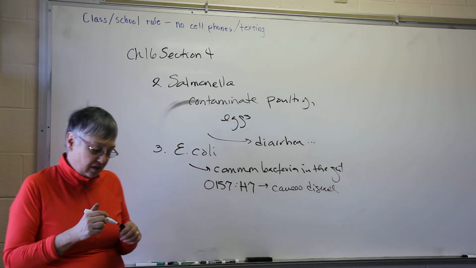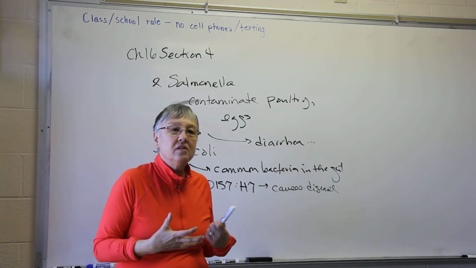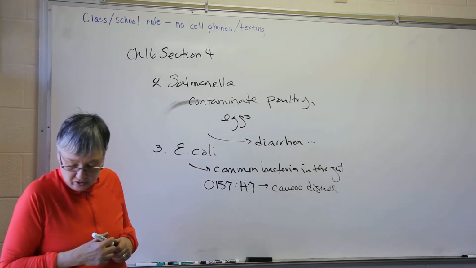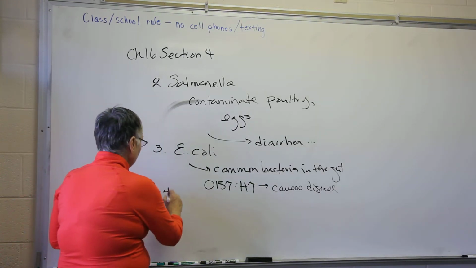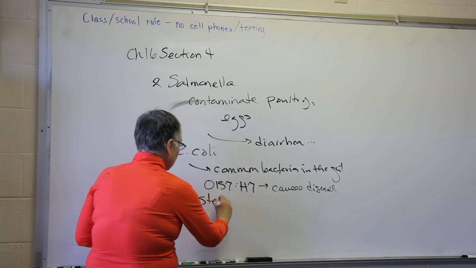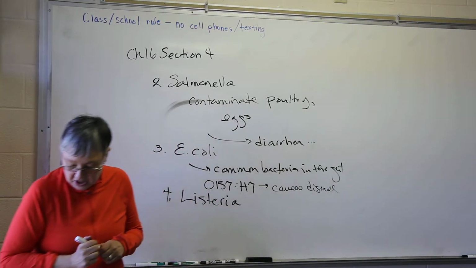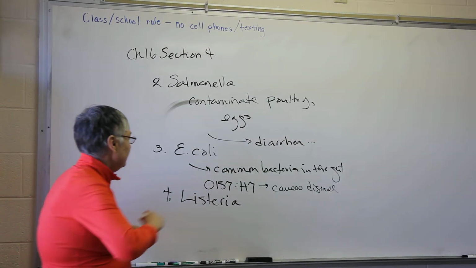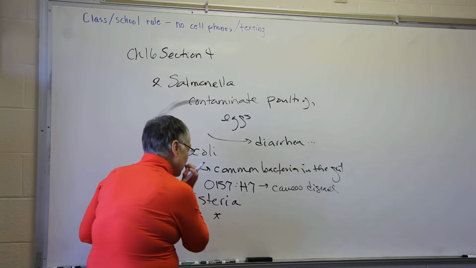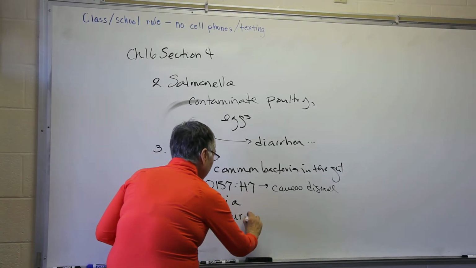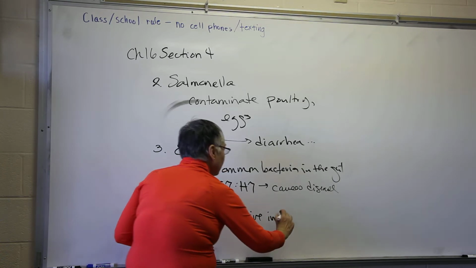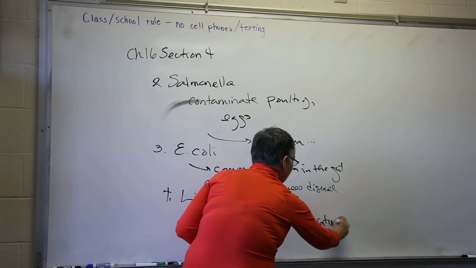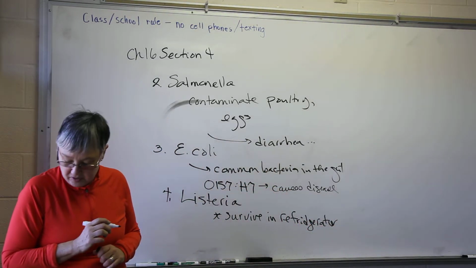And it's been found in ground beef that hasn't been cooked enough, also in produce that hasn't been washed thoroughly. A fourth bacteria, and I'm just going to give the genus, is Listeria. And this is an unusual bacteria because it can survive in temperatures that are common for refrigerated items.